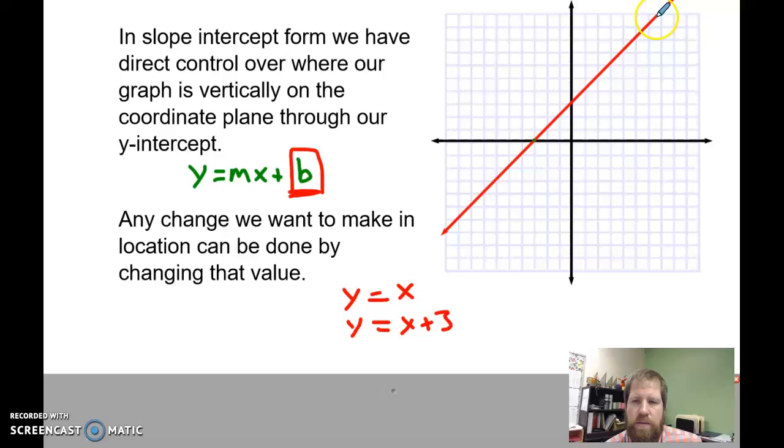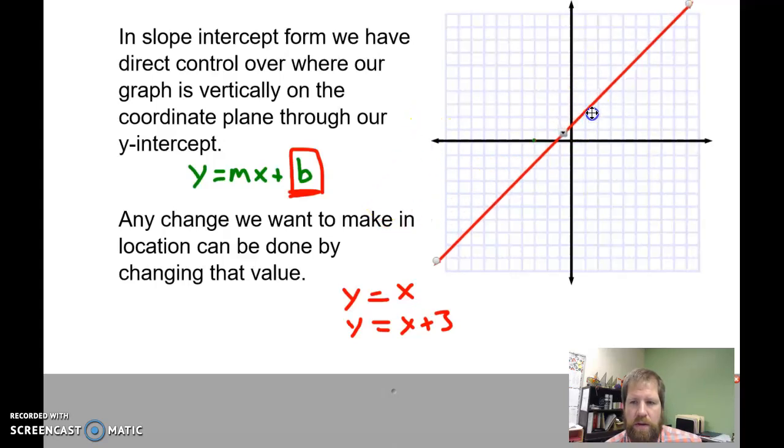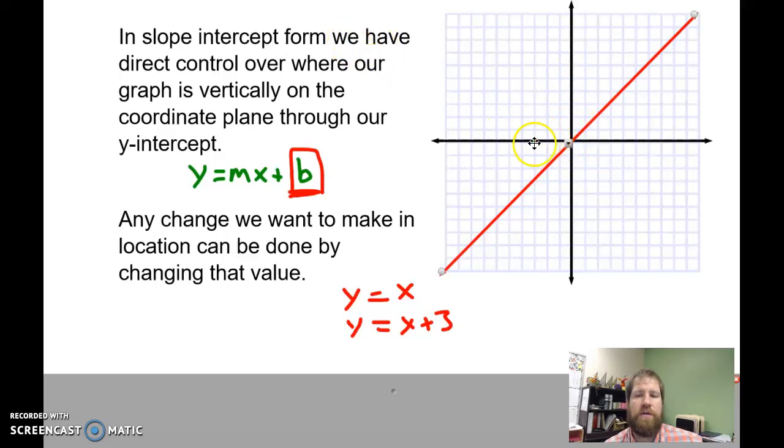Because they go on forever in both directions, it doesn't matter if I move my graph like this, or way up like this. It's still going to go on forever in both directions. It's not like I'm going to run out of graph on one side, or run out of line on one side. So that's how we would move our graph to shift to a different point, by changing that y-intercept.